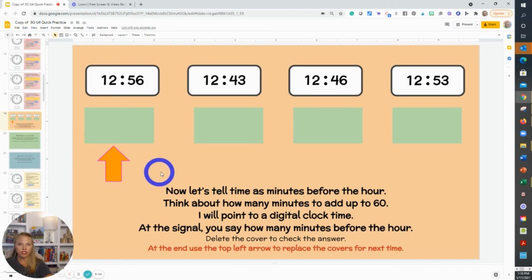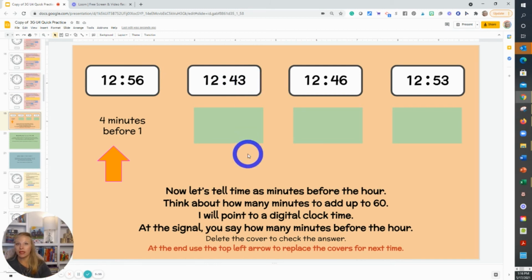Now we get to the orange slide where it says, now let's tell time as minutes before the hour. Think about how many minutes to add up to 60. 12:56. Boys and girls, how many minutes before the hour? We'll delete: 4 minutes before 1. So we're not going to type, we're just going to delete the cover. Boys and girls, what time is it? 4 minutes before 1. Boys and girls, read the time, 12:43.